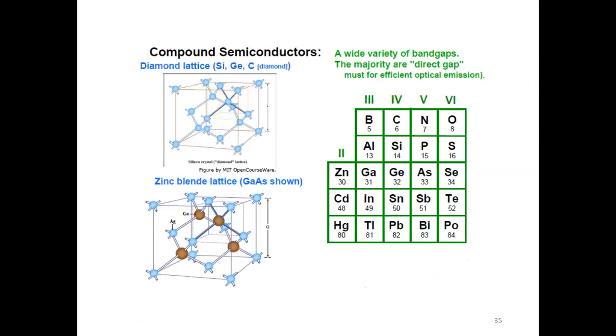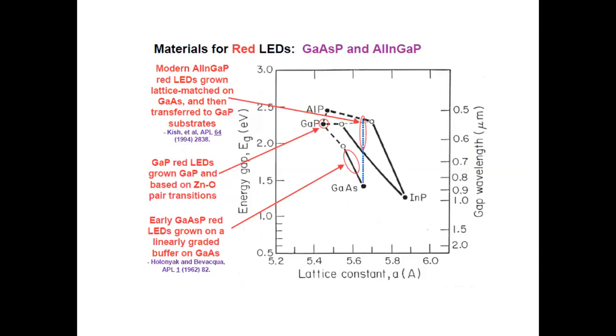Compound semiconductors have a wide variety of band gaps, and a majority are direct bandgap, which are the most efficient ones. Now there are some compound semiconductors, based on gallium arsenide, which are extremely effective for use as LED materials, like gallium arsenide phosphide and aluminum indium gallium phosphide. These are used for red LED, with lattice matching to the gallium arsenide and then transferred to gallium phosphide substrates.